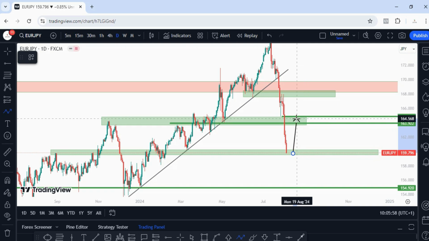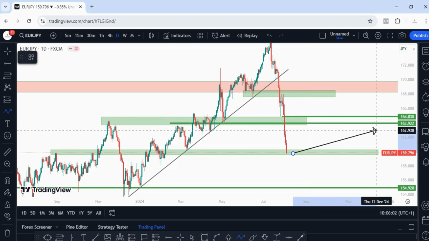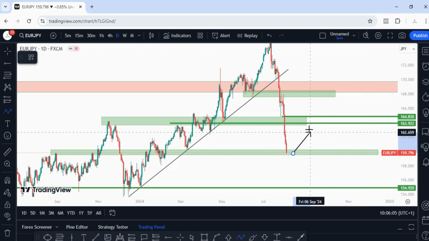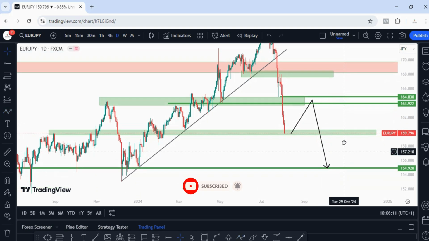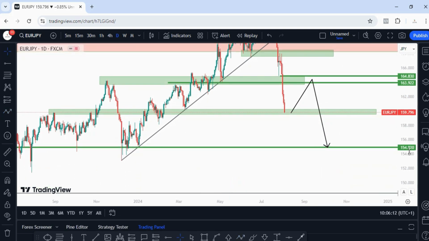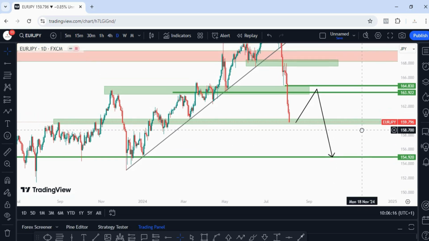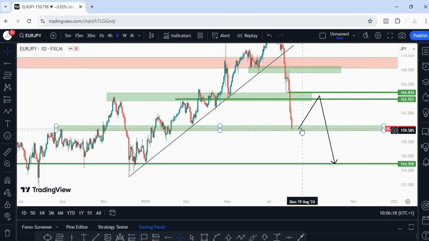That's the most important thing, all right? So my selling zone will be between 164.830 and 163.922, all right? If price goes for a pullback before trading to the downside. My bearish target for now is 154.920, all right? That's my bearish target.